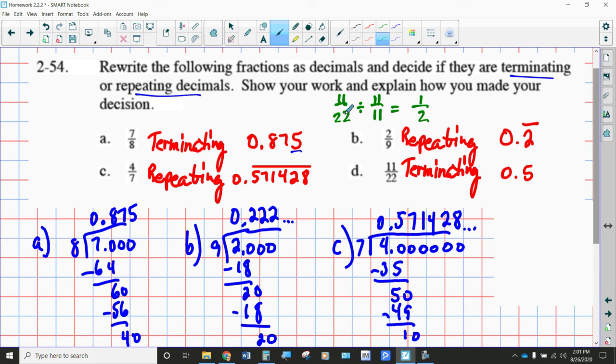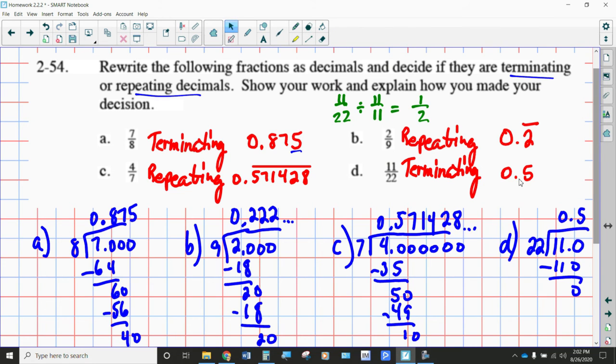So you don't want to make this decision about whether or not it repeats or terminates until after you've completely simplified the fraction. So 11 divided by 22 is 5/10 in decimal form, or 1/2 as a fraction, and it terminates.